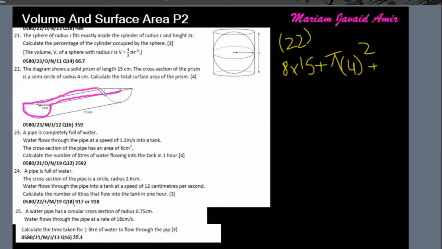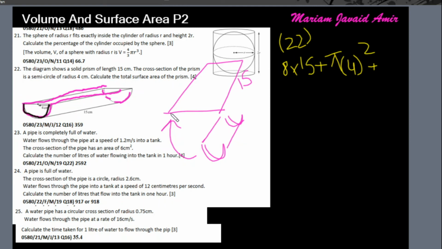So think of it as a bent paper. When I unbend it, I'll get a rectangle, right? Assume we're holding a partially rolled paper, and when you unfold it, you'll get a paper like this. Its length will still be 15, and what will be this length? The whole circle's length is 2 pi r, so half of it will be just pi r. So this is pi and radius is 4.